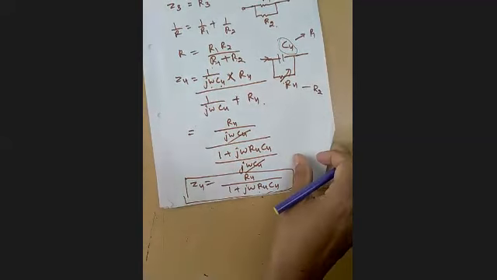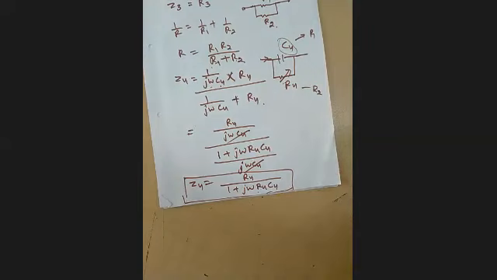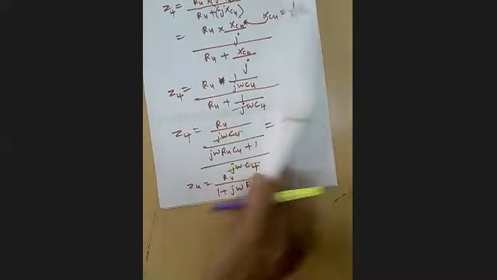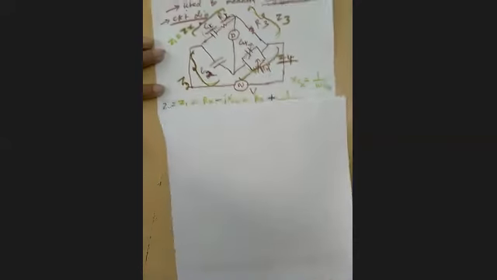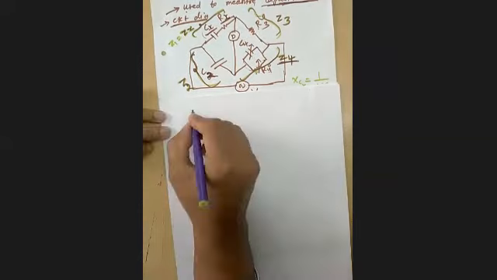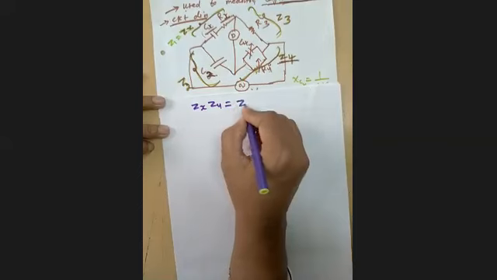Now apply the balance condition. All of you do. Apply the balance condition to calculate the value of Cx and Rx, that is the unknown capacitor and the unknown internal resistance of the capacitor. So I'm taking this diagram here so that it should be clear to us. Schering bridge I am taking. So Zx multiplied by Z4 is equal to Z2 Z3.